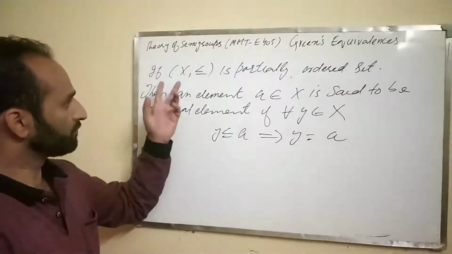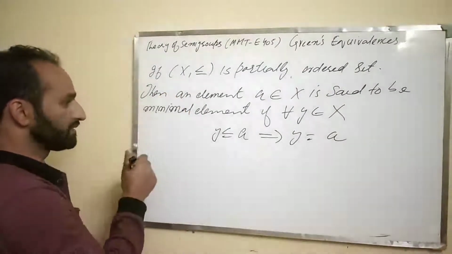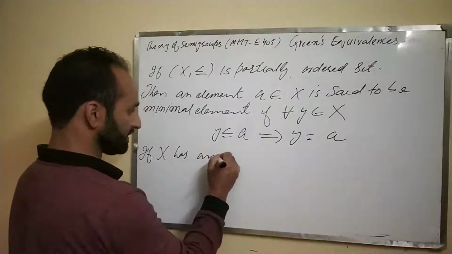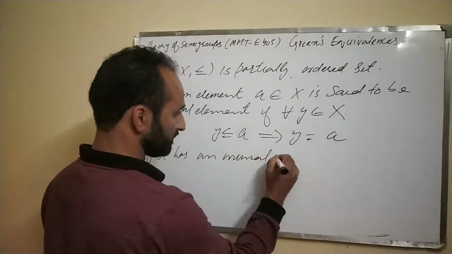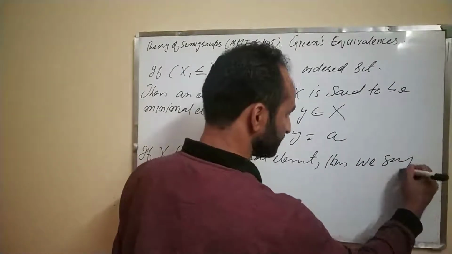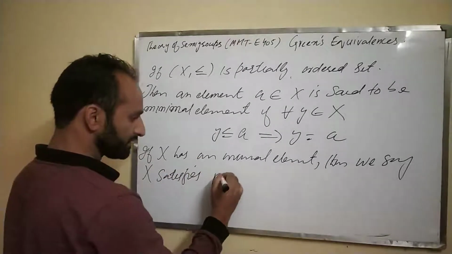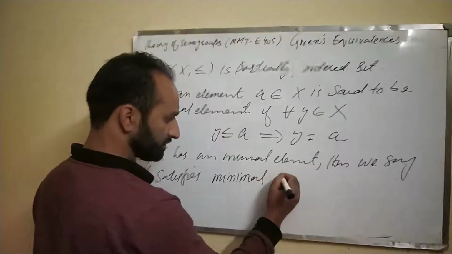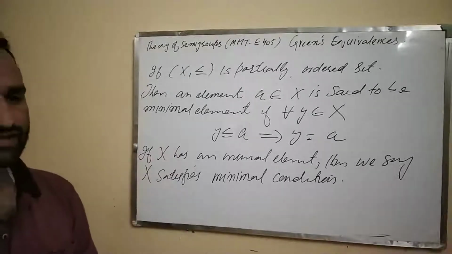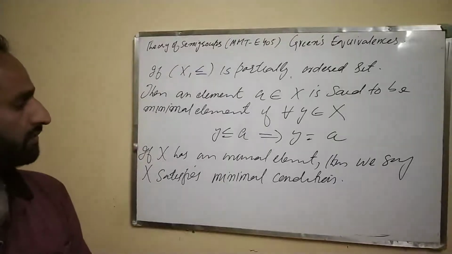Okay? And if the partially ordered set has a minimal element A, then we say that this X satisfies the minimal condition. In case X has a minimal element, then we say X satisfies the minimal condition. We say this partially ordered set X satisfies the minimal condition if it possesses such an element, a minimal element.